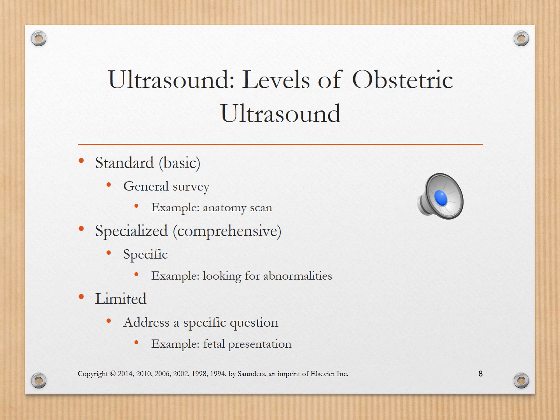The second type of scan is called the comprehensive or specialized ultrasound. It looks for a specific abnormality that might have been noted on the standard scan. Also known as a level 2 ultrasound, it is usually referred to a more specialized OBGYN known as a maternal fetal medicine specialist who is trained in the higher risk aspects of pregnancy and fetal development. The third type of ultrasound is the limited scan. This is often done in labor and delivery units to confirm vertex or breech presentation prior to initiating a plan of care.